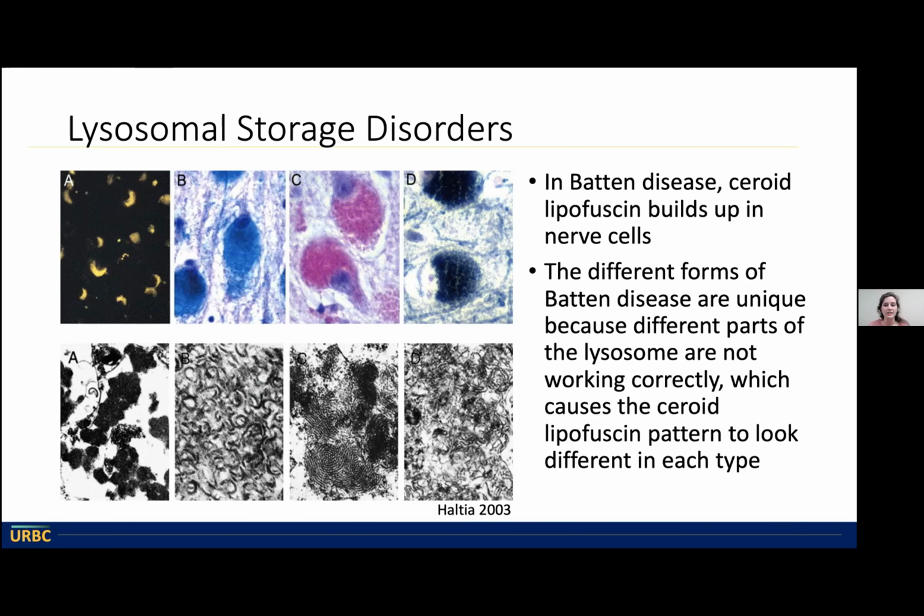If you break down the word ceroid lipofuscin, you get ceroid, which means wax, lipo, which means fat, and fuscin, which means color. So ceroid lipofuscin is basically a collection of waxy fats and proteins that are colored under the right kind of light. And one of the ways that we test for different forms of Batten disease is looking for specific patterns of buildup of ceroid lipofuscin in cells. We can collect a tissue sample or a biopsy from a patient, apply different dyes and stains to it, and then look at the tissue under a microscope to see whether we can see any of that ceroid lipofuscin.